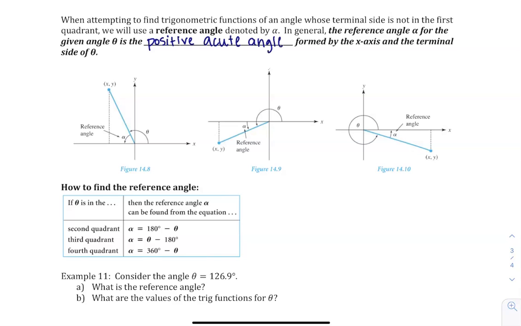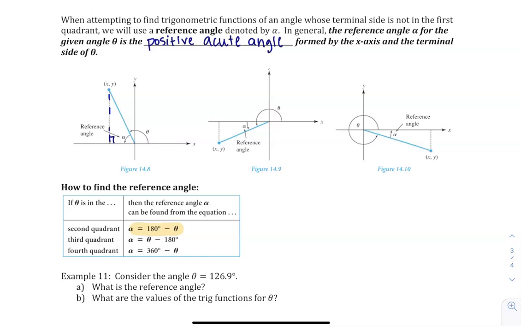So you see three examples here of finding the reference angle. So when the angle is in quadrant 2, the reference angle is formed by creating this right triangle here down to the positive x-axis. And your calculation there for that alpha is going to be 180 minus theta. You should see where that's forming the rest of a supplementary pair.